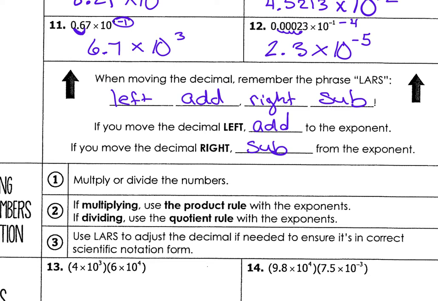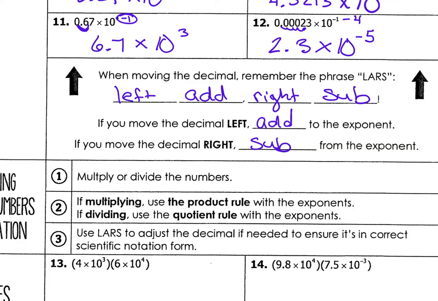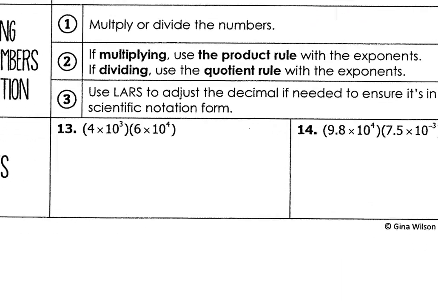Now, your new skill is multiplying and dividing numbers in scientific notation. So you're going to multiply or divide the numbers. If multiplying, use the product rule with exponents. If dividing, use the quotient rule. So if we're multiplying, we add the exponents. If we're dividing, we subtract. Okay? So let's go ahead and multiply these.